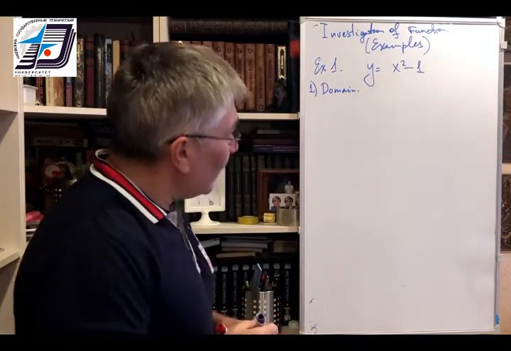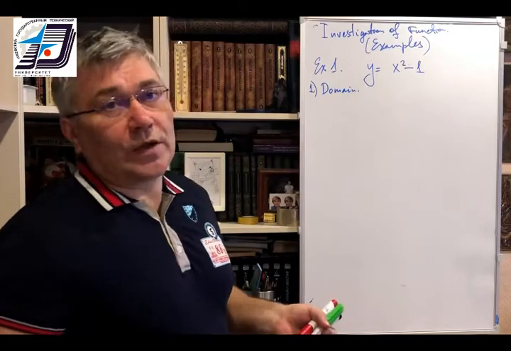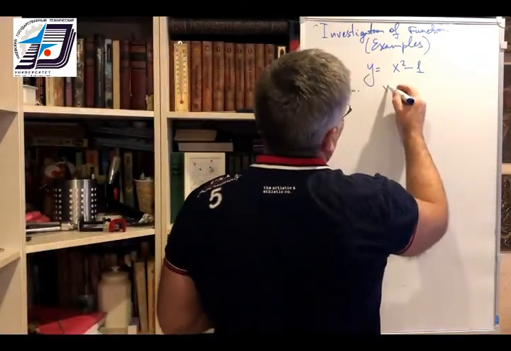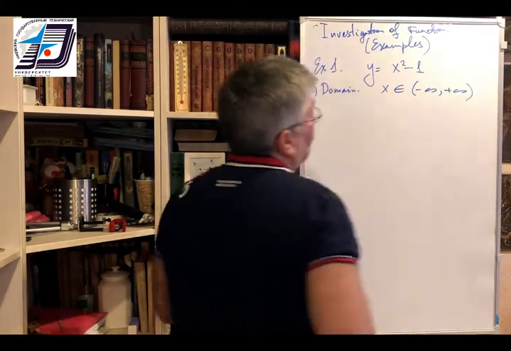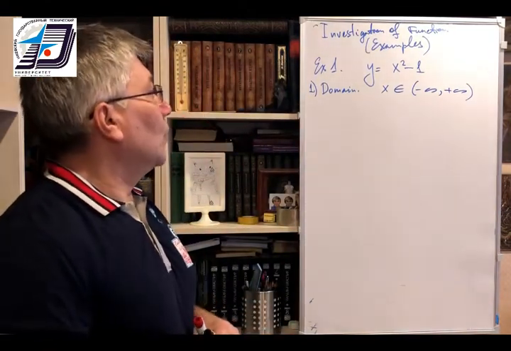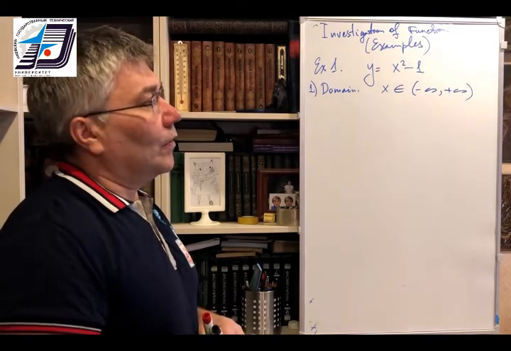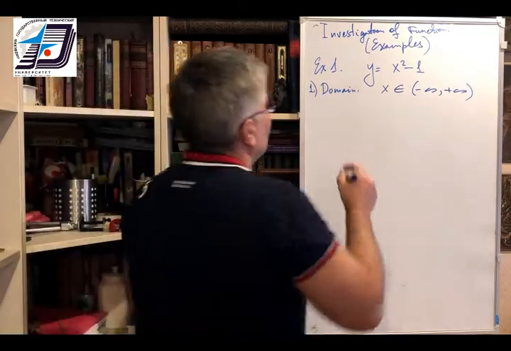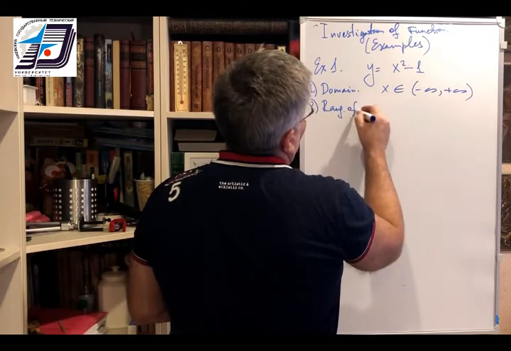It's clear that we can calculate this function, the value of y, for whatever x we might take. So it means that the domain of the function, x, belongs to minus infinity up to plus infinity. So x can have whatever value you can imagine. The second, range of the function.